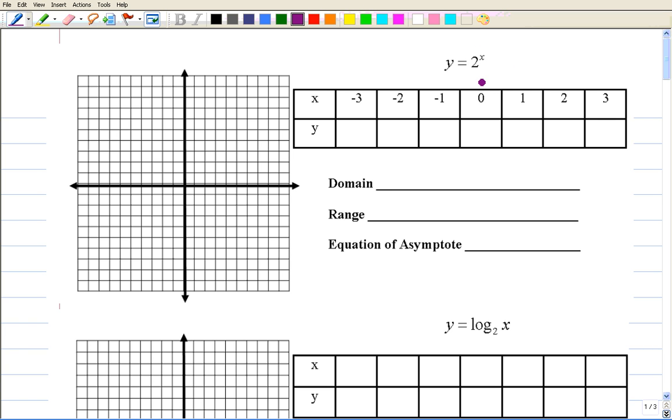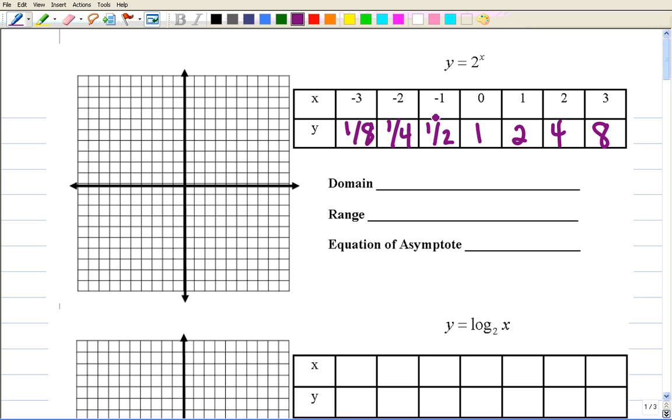This is an exponential equation, and if we fill in this table with its values, we're just raising 2 to different powers. So 2 to the negative 3 is 1/8. 2 to the negative 2 is 1/4. 2 to the negative 1 is 1/2. Anything to the 0 power is 1. 2 to the first power is 2. 2 squared is 4. And 2 cubed is 8. So notice we have a 1 in the middle, and then we have the 2's, and then the 4's, and then the 8's. This little pattern there.